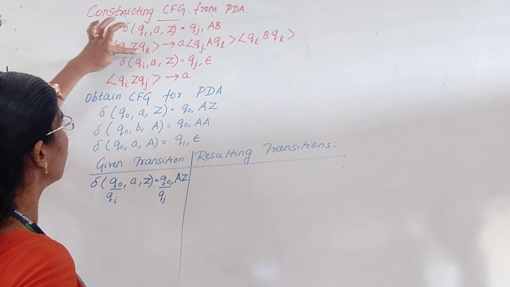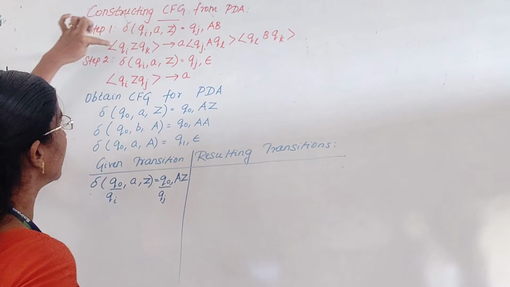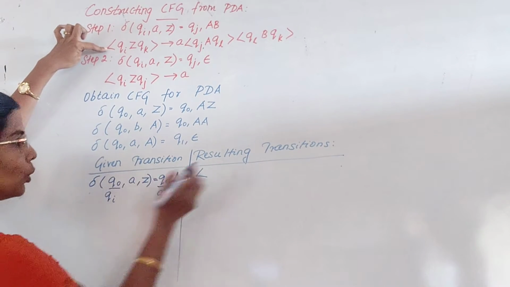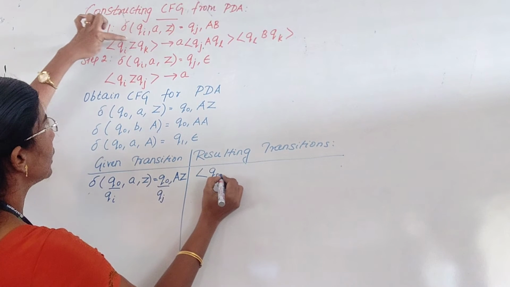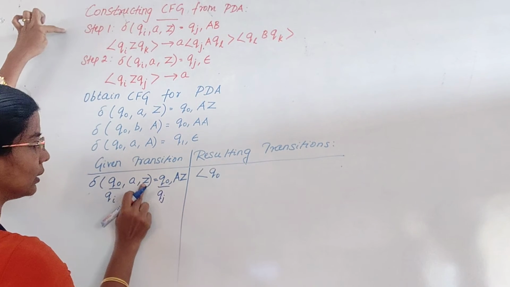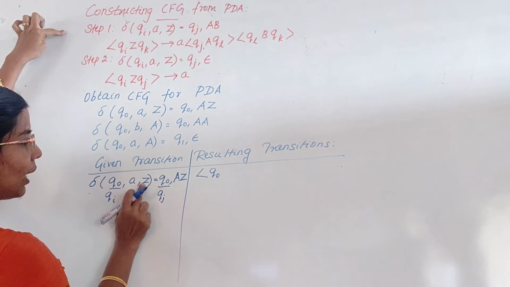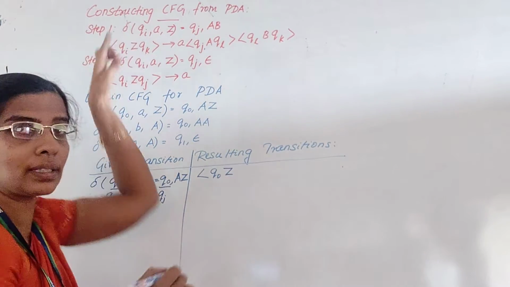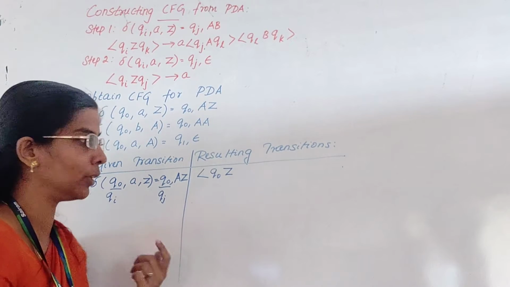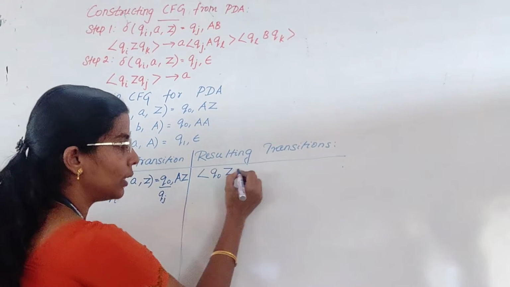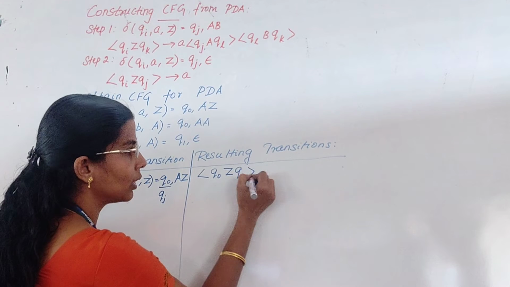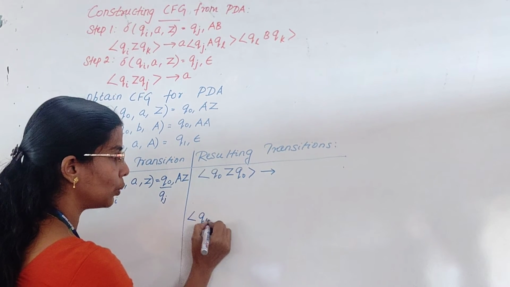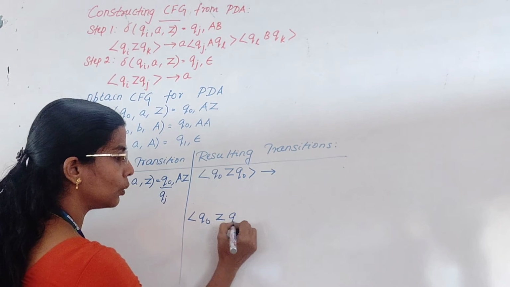So here first I'll take this. What is my QI? QI is nothing but Q0. Q0 Z. Here also in the stack place I have Z, so I can use Z. And here QK, as I said, will take all the possible values. How many values are possible? Q0, and I can have one more value, Q0 Z Q1.